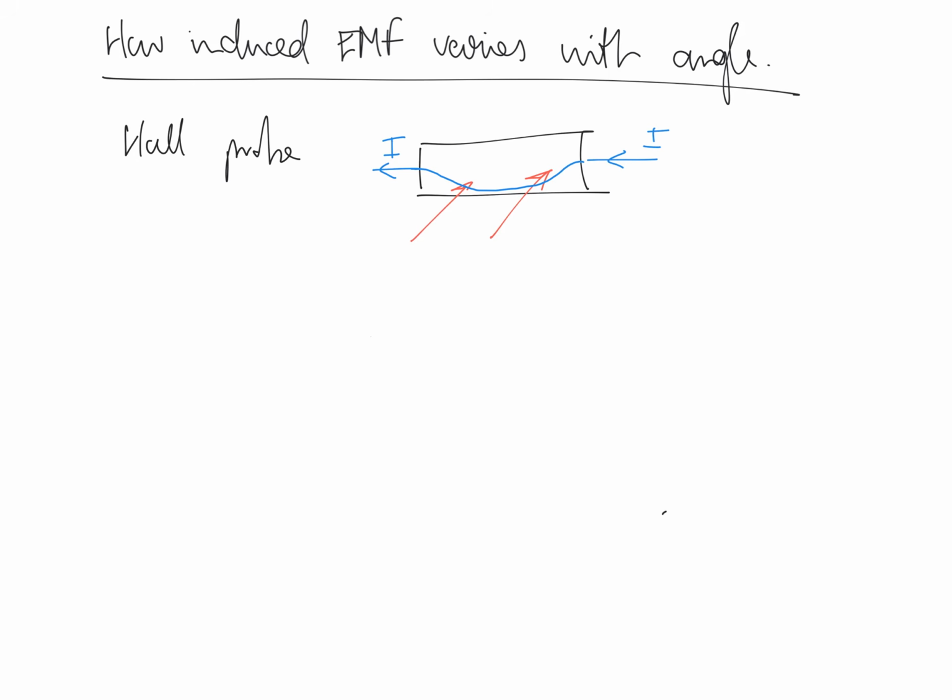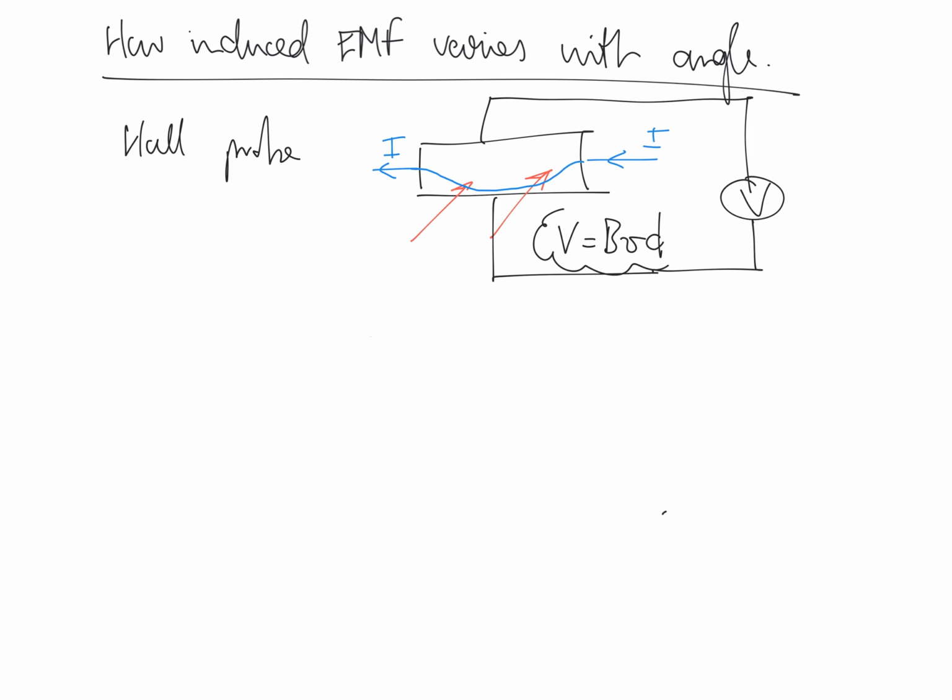And the deviation will in turn cause a voltmeter to give a readout. Of course, we could probably go through the whole theory, but suffice to say that the voltage equals BVD, or in other words, the voltage is directly proportional to the magnetic field. So this is our magnetic field B. That's what a Hall probe does.